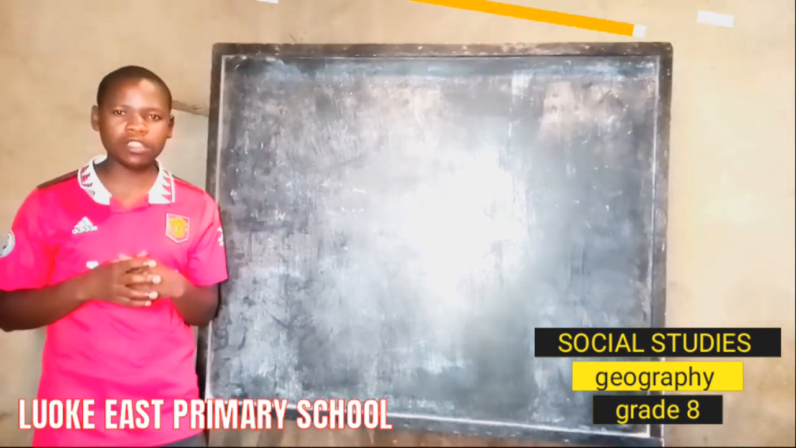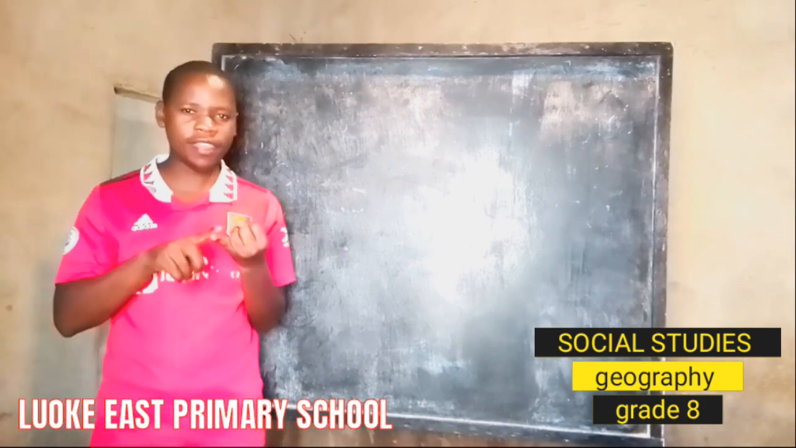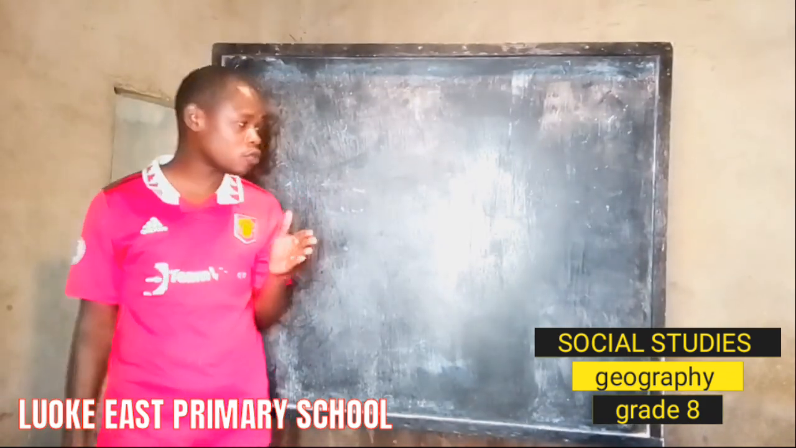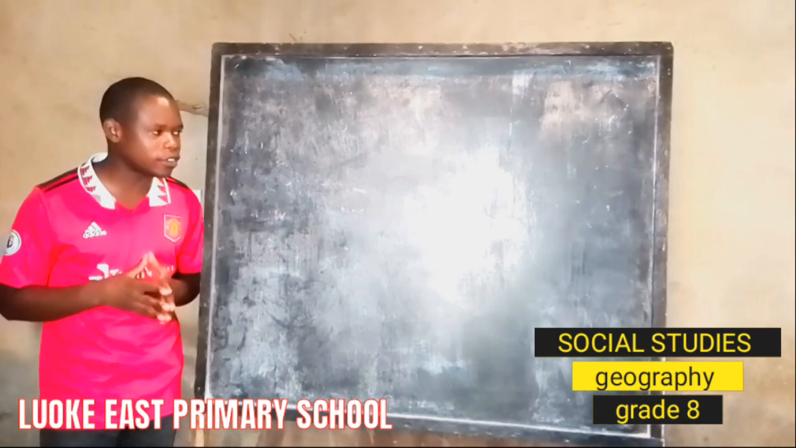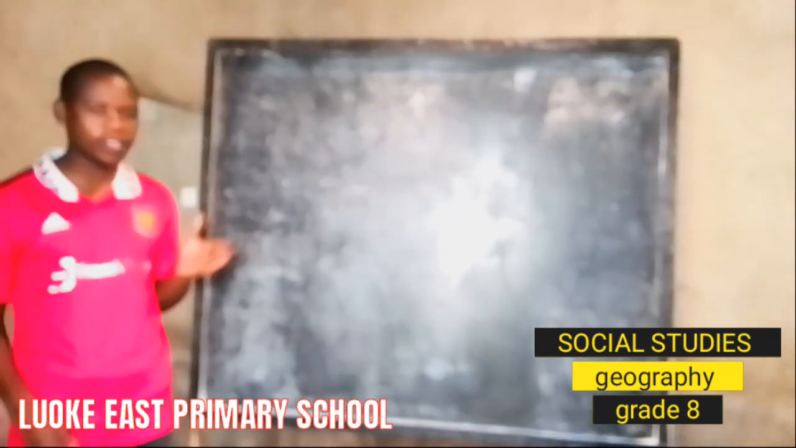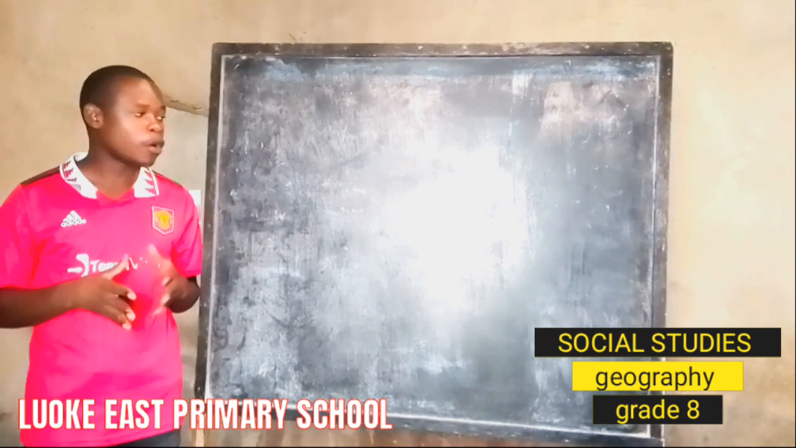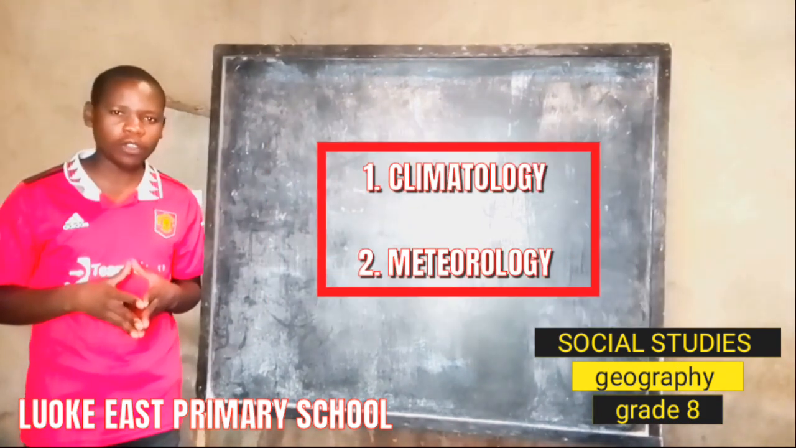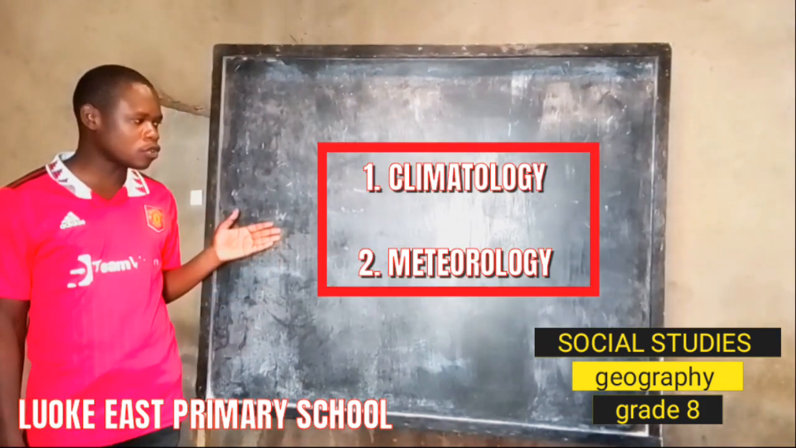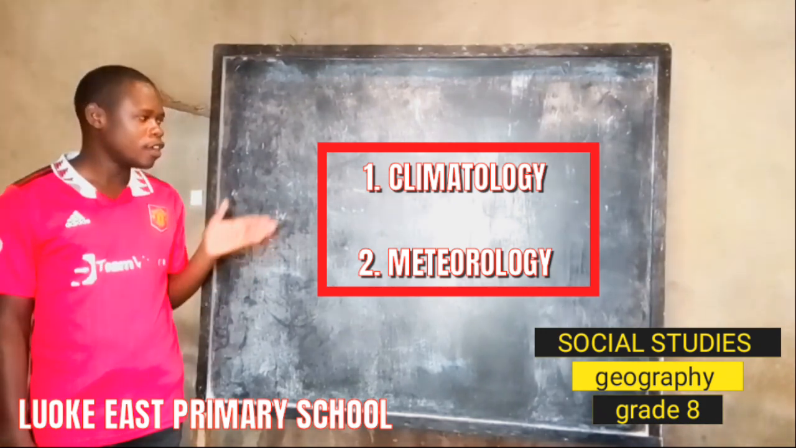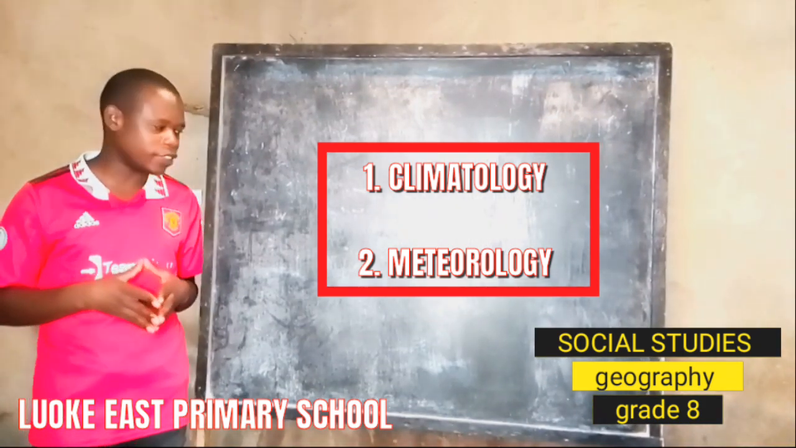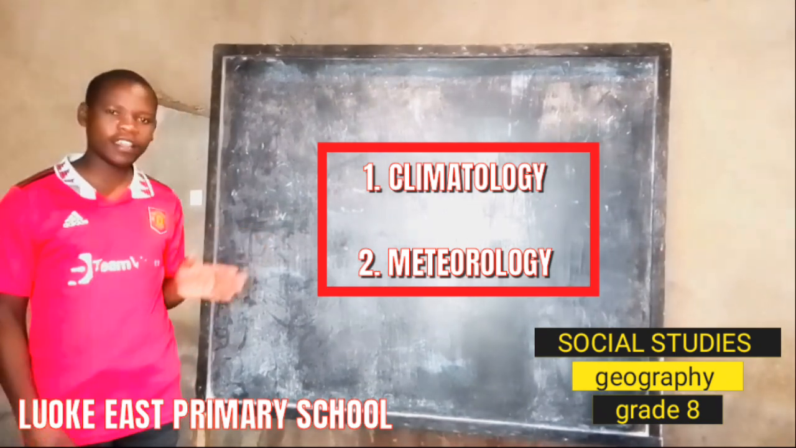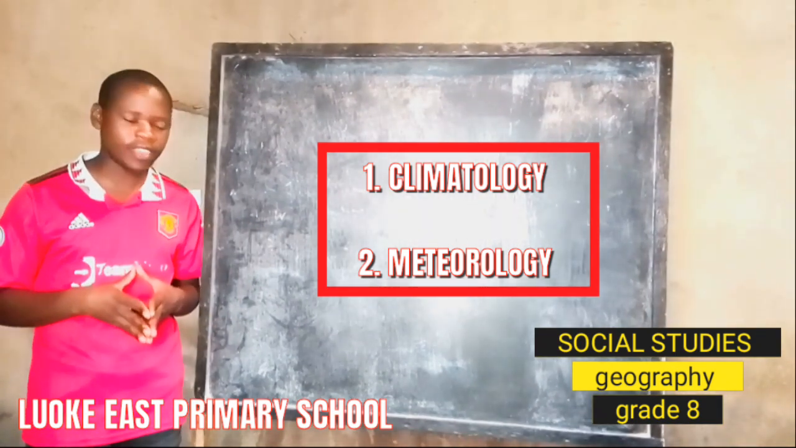Apart from the meaning of these two words, weather and climate, I am going to give you an explanation of other terminologies. We have other important words in our topic, which are climatology and meteorology. Climatology is the study of climate. Meteorology is the study of weather.